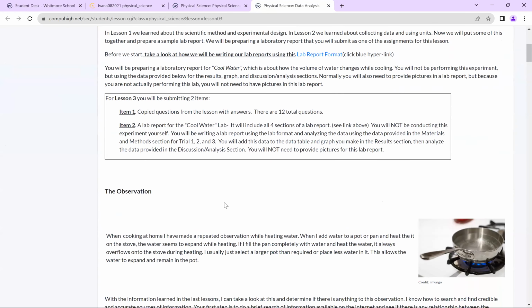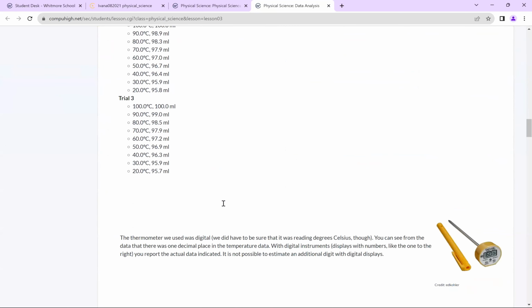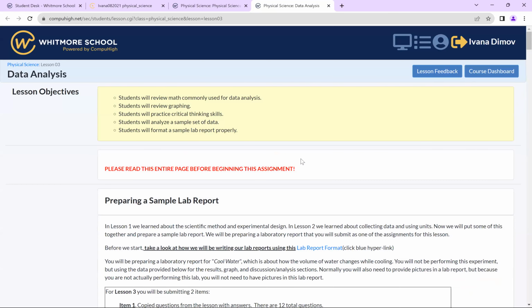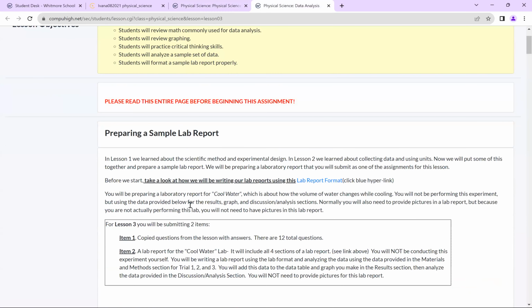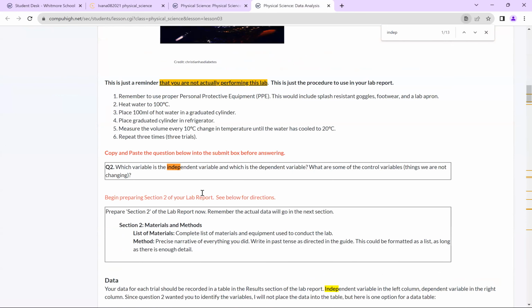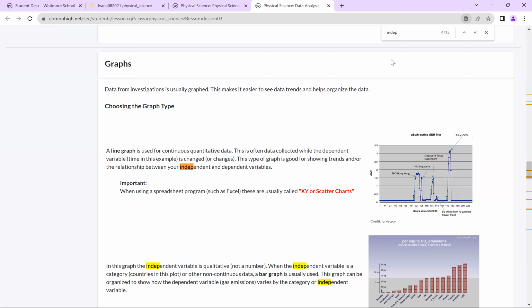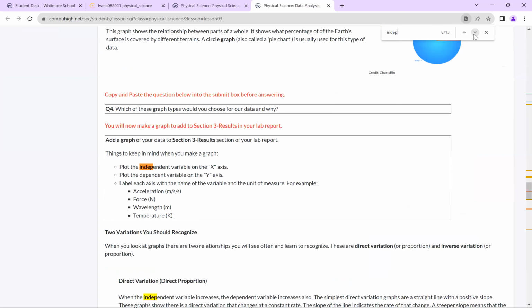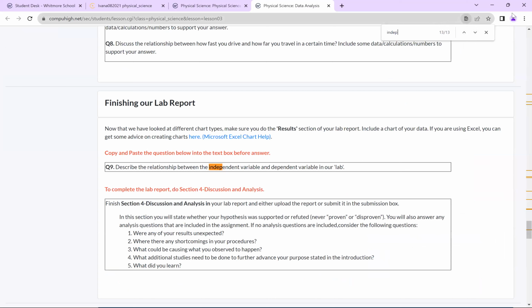So here we go. The observation. This is about writing a lab. Yeah, I'll do the lab report later. What I'm looking for is information about the independent and dependent variable. When you don't know where to look for the word, Control F and maybe you'll find it. Although so far they're just assuming you know this. Okay, nothing useful there.